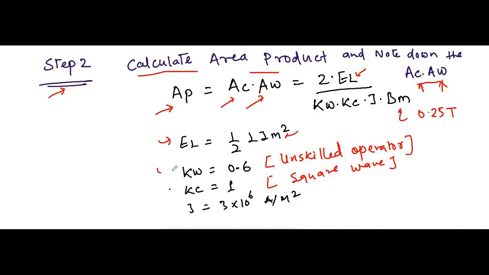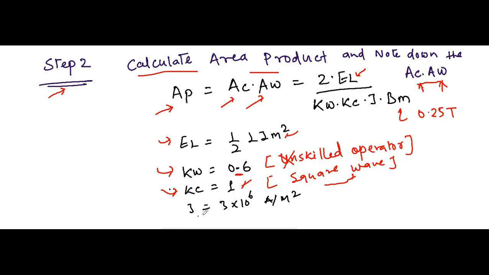And what is the KW? KW is the utilization factor of your core, that is we call it the window factor, and the value of window factor for skilled worker, not unskilled, for skilled worker it is 0.6, and for unskilled worker you can consider even lower than 0.6, let's say 0.4. And what is your KC? KC is the crest factor, and for this calculation for square wave application I am using the crest factor. The value of crest factor is 1.